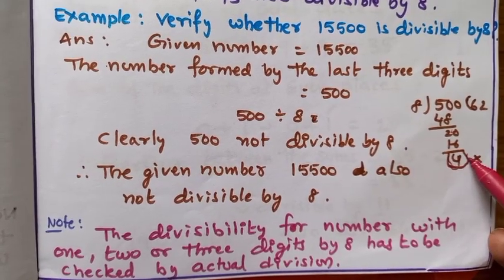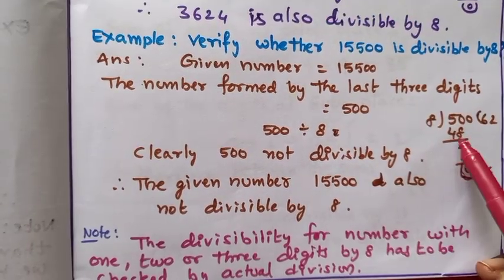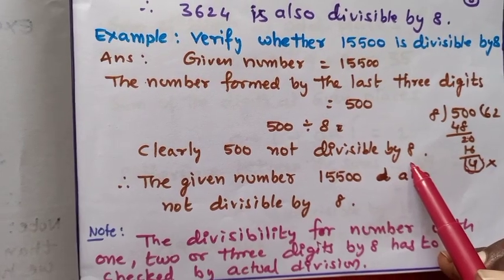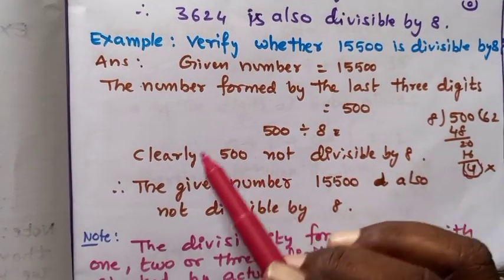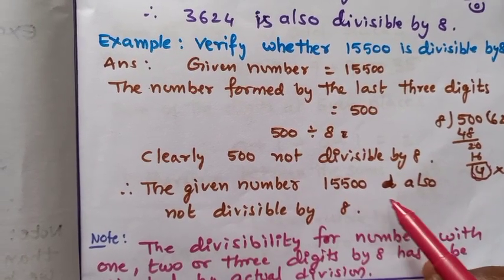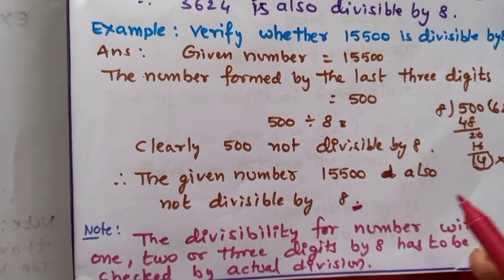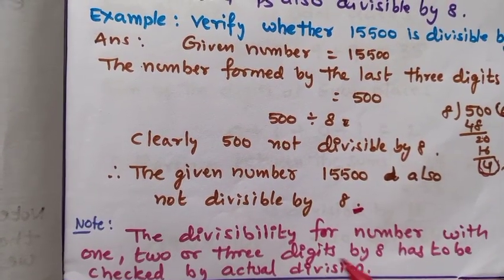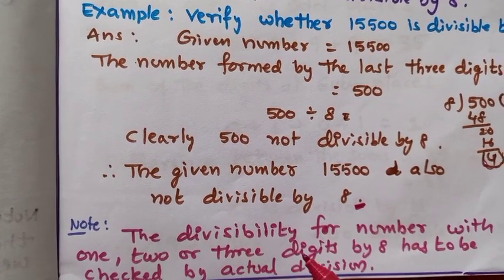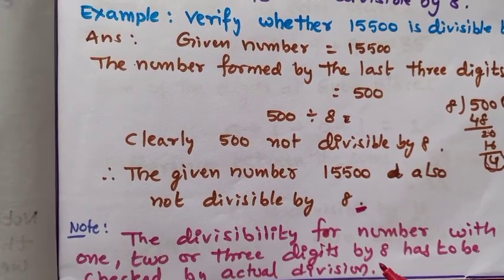If the remainder is 4, it means 8 does not divide 500 completely. Clearly 500 is not divisible by 8. According to the divisibility rule, the last three digits are not divisible by 8. Therefore, the given number 15,500 is also not divisible by 8. The divisibility rule for numbers with 1, 2 or 3 digits by 8 has to be checked by actual division.